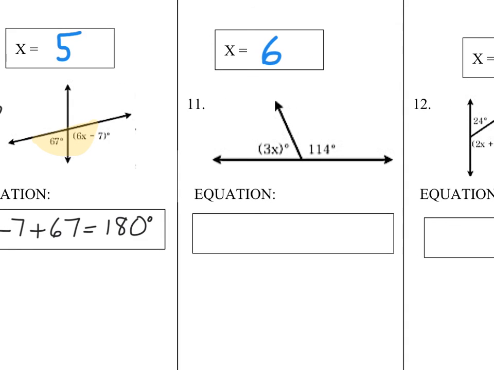Okay, and then this one, I'm going to go to this problem here, right here. Again, we have a supplementary angle, and they equal 180. So 3x plus 114 is going to equal 180.